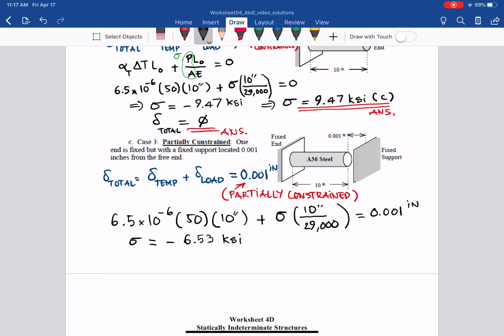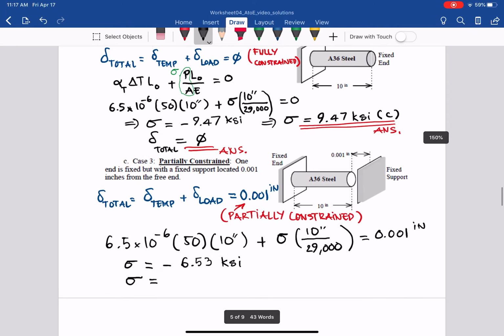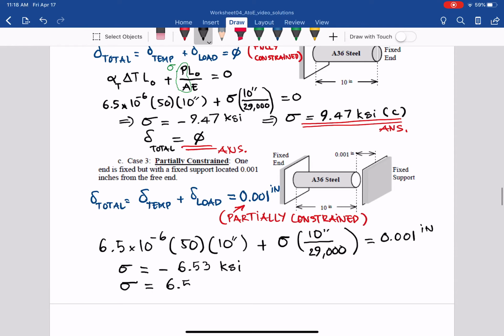It is also compression, but the compression here is less in magnitude than in scenario number 2, which is fully constrained. So it will be 6.53 KSI compression, and that is the answer for the axial stress. And then the total deformation is equal to 0.001 inch. Answer.